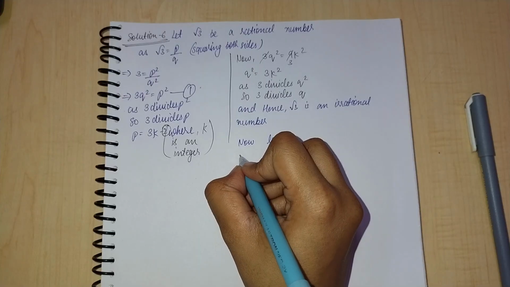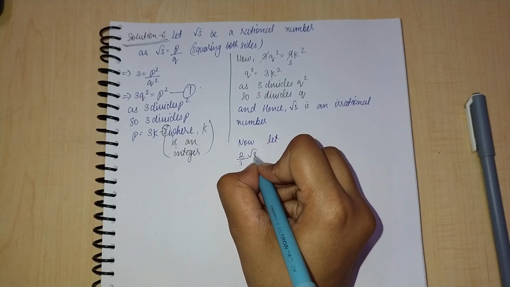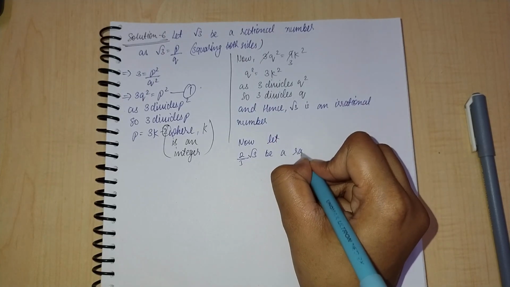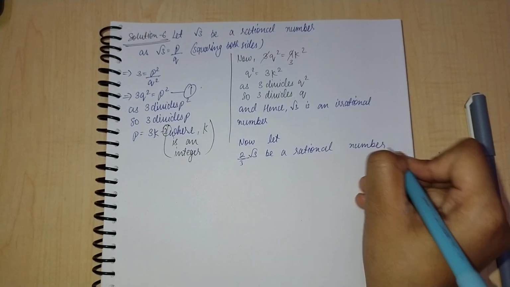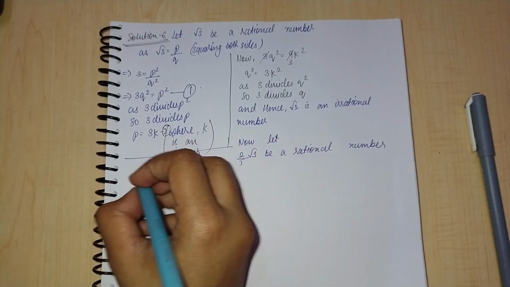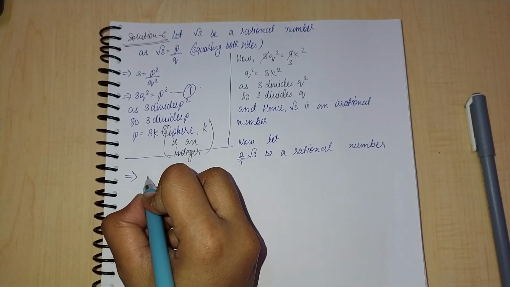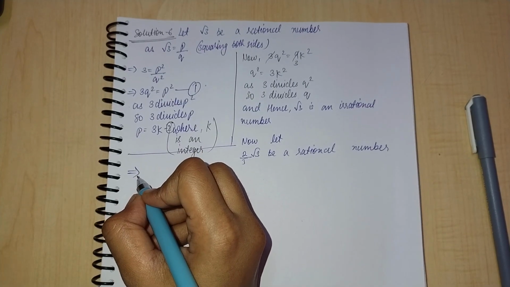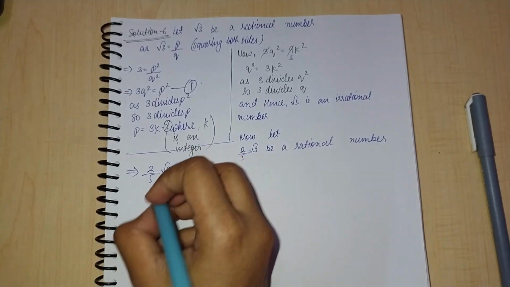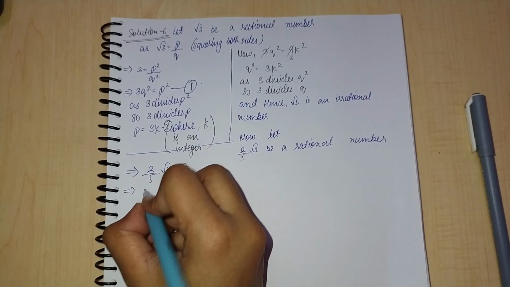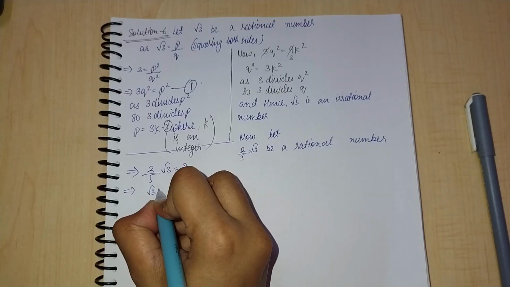Two by 5 under root 3 equal to r. Now under root 3 is equal to 5r by 2. As 5r by 2 is a rational number, root 3 would be a rational number according to this, but it contradicts the fact that root 3 is an irrational number, which we have previously proved.